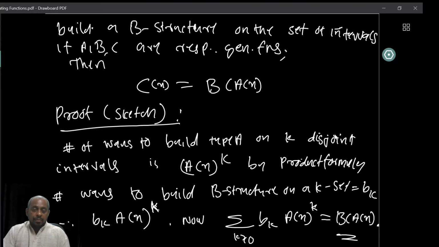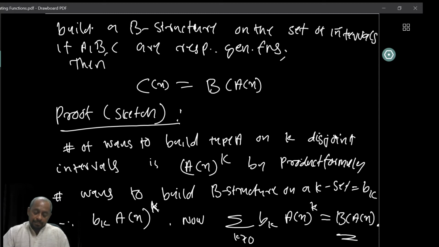What is that? By the product formula, for an arbitrary set, whatever the number of elements, it should be given by A of x. That is represented by A of x. Now, if you want to find out for k disjoint intervals, you take A of x whole raised to k, the k-fold product of A of x. That should give you the distinct ways to do this, independently for each of the k intervals.